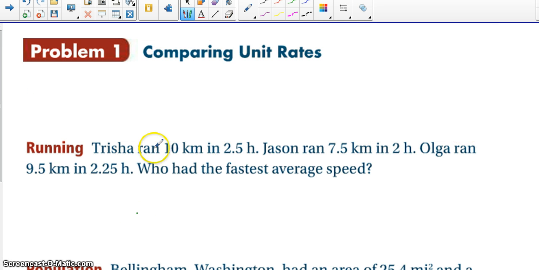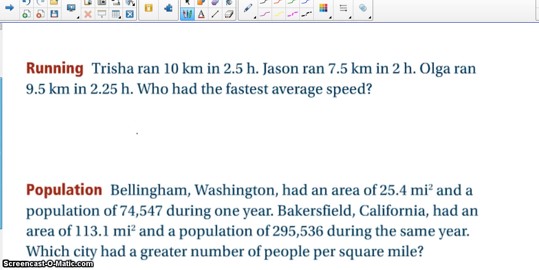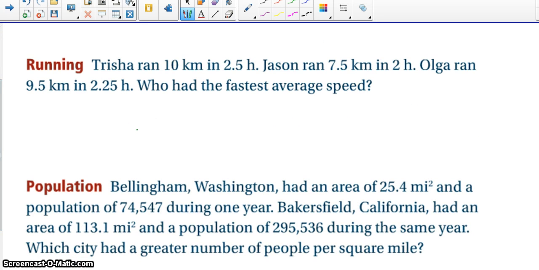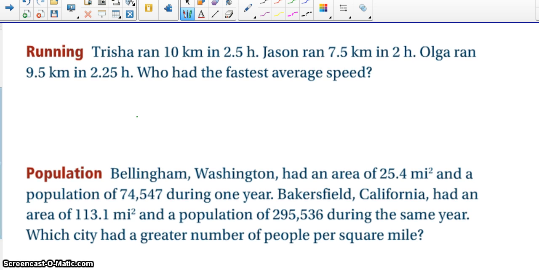So now we will get on to comparing some unit rates. Trisha ran 10 kilometers in 2.5 hours. You can see how fast Jason and Olga ran, and we want to talk about who ran the fastest. The one thing to do before you pause and try to take this on your own is remember speed is always going to be distance divided by time.